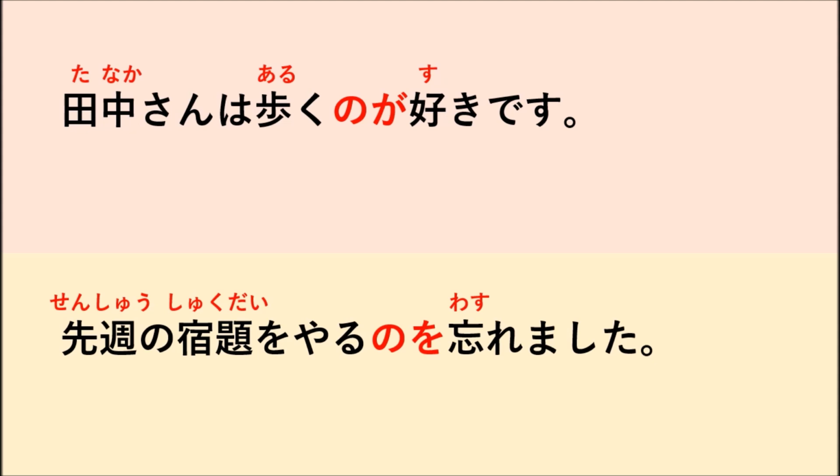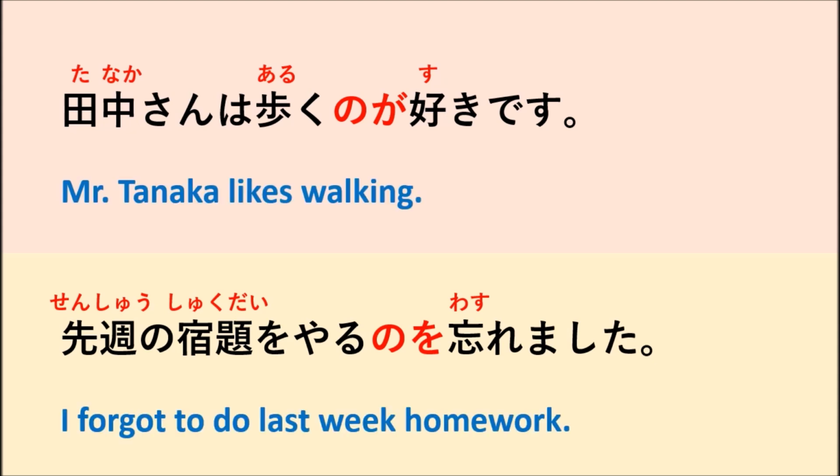And here, we want to explain the difference between no ga and no o. Here, we have the first sentence, Tanaka-san wa aruku no ga suki desu. And the second sentence, Senshu no shukudai o yaru no o wasuremashita. So what is the meaning? The first sentence means that Mr. Tanaka likes walking. And the second sentence is translated like this: I forgot to do last week's homework.